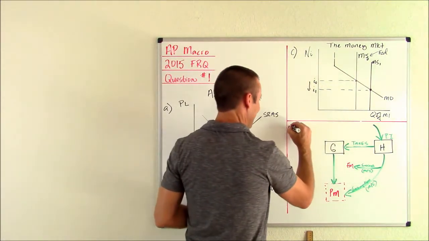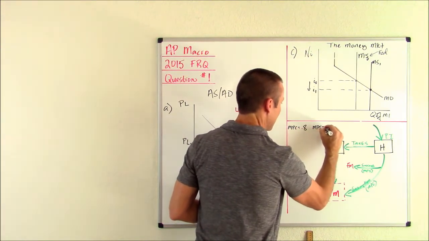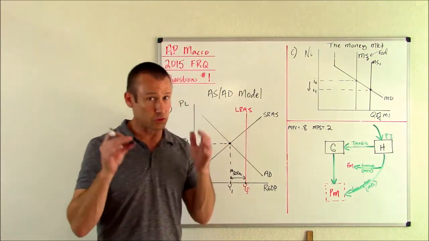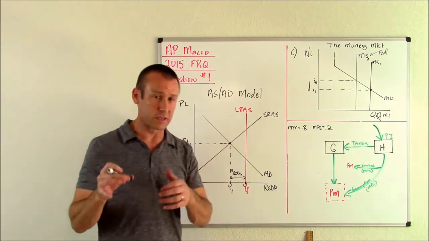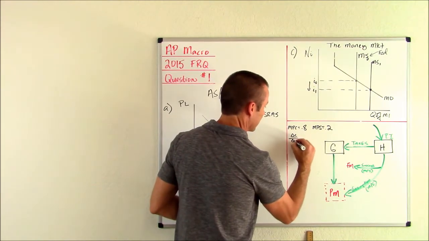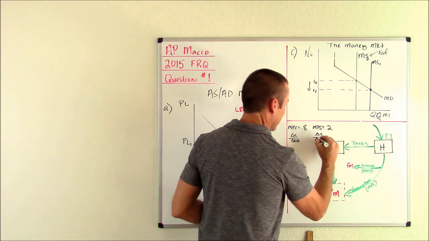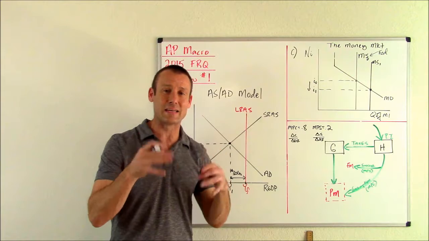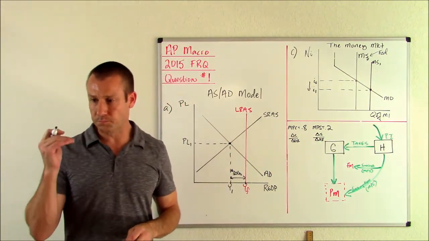And they told us that the MPC is 0.8, which means the MPS is 0.2, because when you add these two together, you get 1, right? Because there's only two things we can do with our disposable income. We can either use it towards consumption or savings. And remember, what is the MPC? It is the delta C over the delta DI. And what is the MPS? It's the delta S, delta savings over delta DI, right? If there's only two things we can do with our disposable income, these two things need to equal 1. That's how I knew the MPS was 0.2.